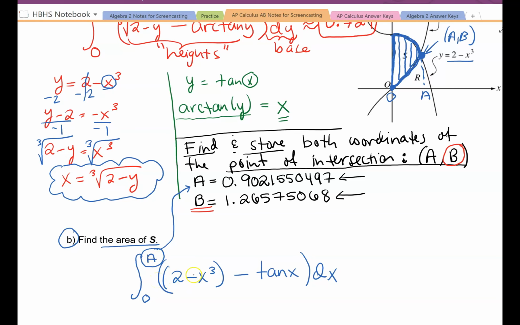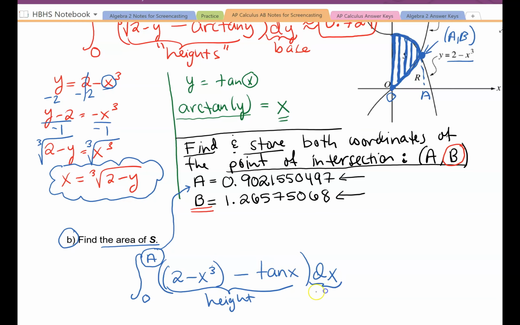Now remember, the 2 minus x cubed minus 10x, this expression is representing the height of a rectangle. It's as if I took this area and split it into rectangles, and it's these vertical distances here, which take the y coordinates from the cubic function and subtract from them the y coordinates from the tangent function, giving only the vertical distance in between the two.